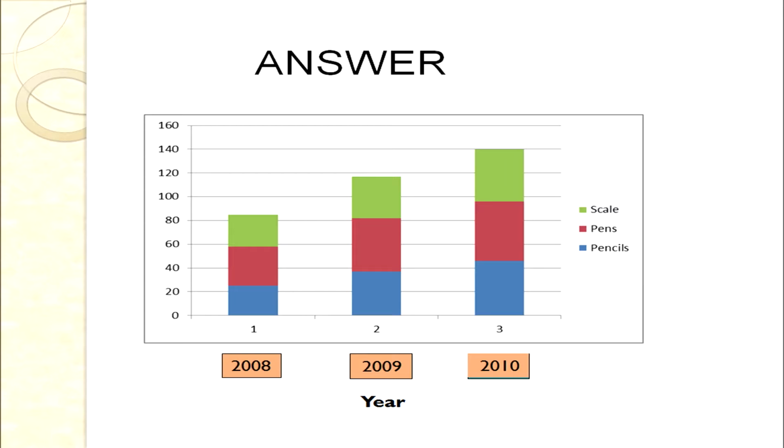How much is there between the years? In 2008, how much were the pencils? In 2009, there was an increase in pencils. In 2010, there was a further increase in pencils. So, we can see from the data year wise as well as within the year. When we talk about within the year, we are comparing scale, pens and pencils. We can first observe that in year 2008 the pens are more, while pencils and scales are almost nearly equal to each other. So, the component bar diagram helps us to make a comparison within the bar as well as between the years.